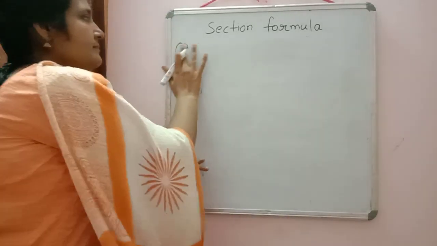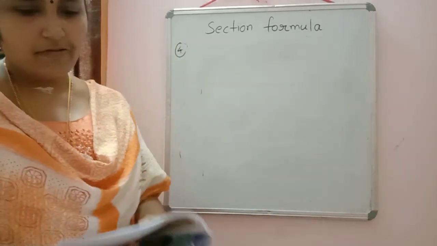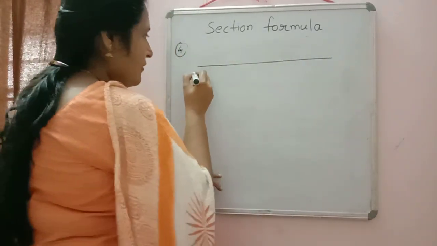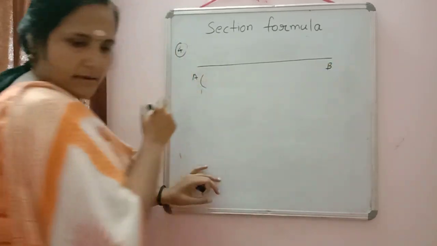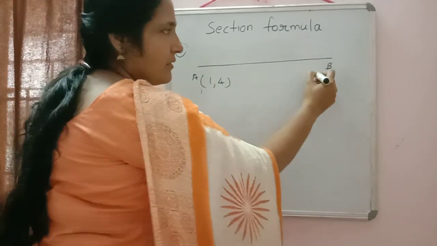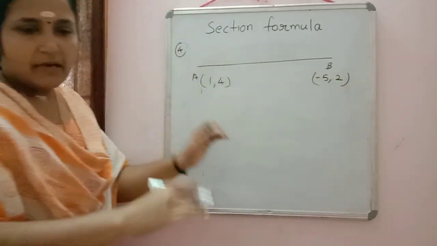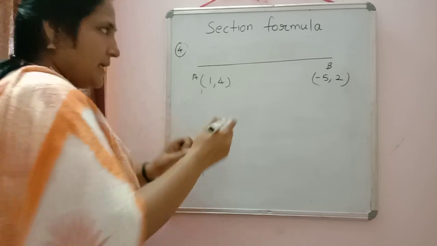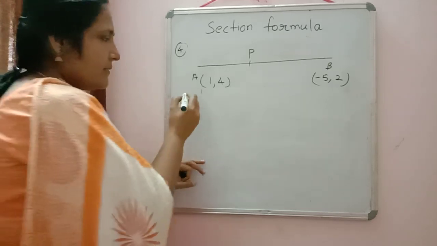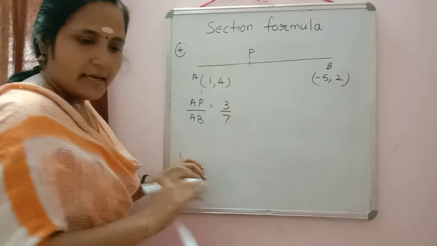Question number 4. In question number 4, again, coordinates of A and B are given. So I am drawing the diagram there. The coordinate of A is 1 comma 4 and the coordinate of B is minus 5 comma 2. We have to find the coordinate of a point P such that AP by AB is equal to 3 by 7.